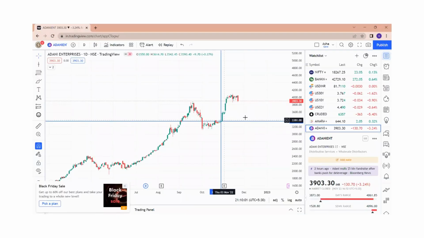If you take a monthly call option, and you take the 3600 one too, by the end of the month you're already deep in the money. Even if you're doing cash, if you buy, you can hold on to your position till this level is not breached. So this is Adani Enterprises.